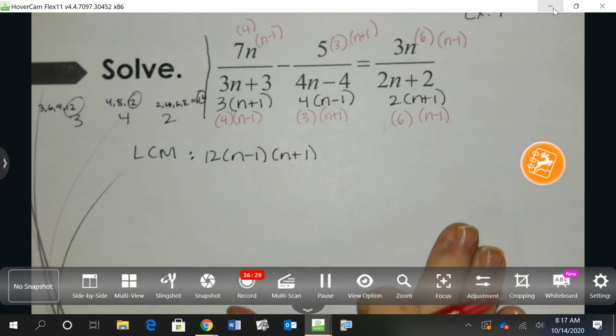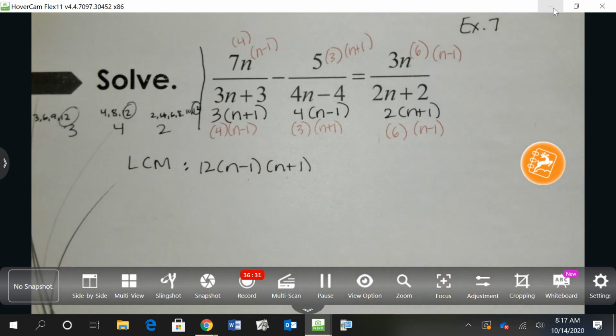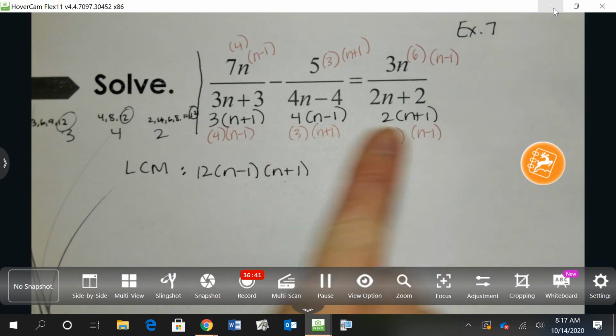Can somebody unmute themselves if you'd like? I'm going to go step by step since this is the most difficult problem today. Would anybody like me to re-explain how I achieved the LCM and when I was able to identify the common denominators for each? Would anybody like me to do that? Anybody? Okay, so I'm going to bypass step 1.